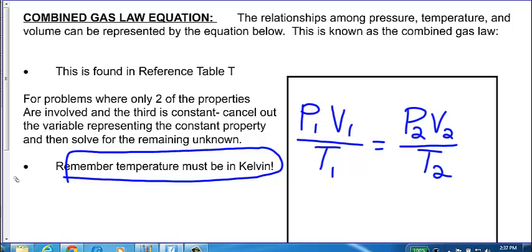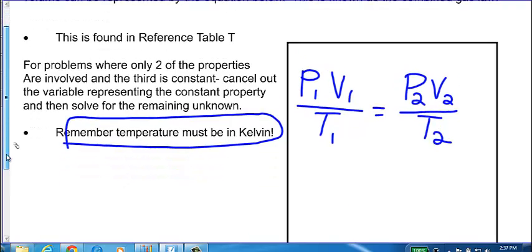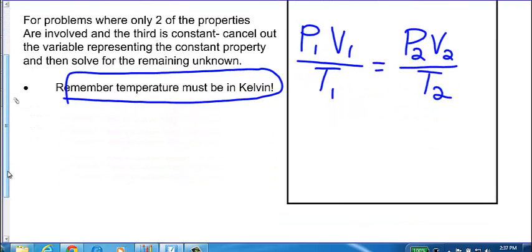Now, that's great if P, T, and V are all in the equation, but here's what's amazing. What if temperature is constant? If anything is constant in this equation, you just remove it. So if they tell you temp is constant, you just get rid of it in the equation, and now you've got Boyle's law, P and V, right?